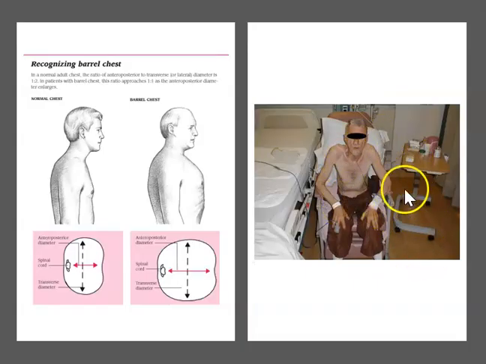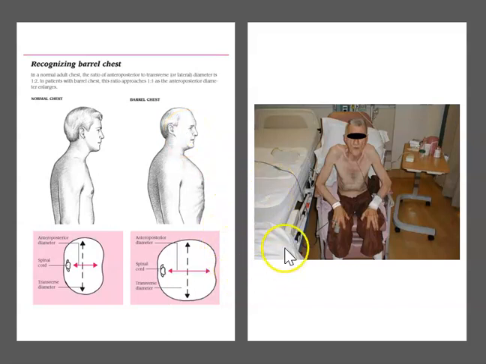This is going to be the tripod, so they really lean forward. A lot of times I'll see them braced on the bedside table, and that's the most comfortable position for them to get that CO2 out. And they'll do a lot of pursed lip breathing too. And this is what we're talking about with a barrel chest. So this is the normal chest, and this is the barrel chest.